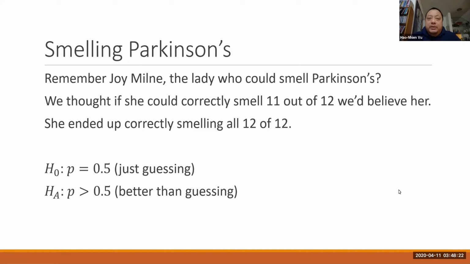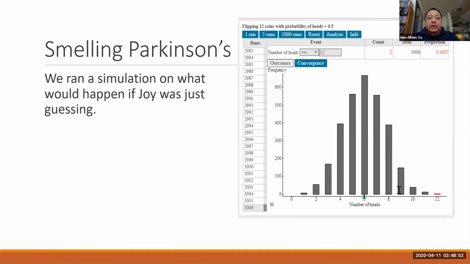Now, as a hypothesis test, that means, first of all, we don't believe that she could smell it. So our null hypothesis is she's just guessing. If she's guessing, then her chance at each shirt is 50-50. So P is equal to 0.5. Whereas the alternative is she's doing better than just guessing. So that means P is greater than 0.5. And then we ran a simulation on what would happen if Joy was just guessing.